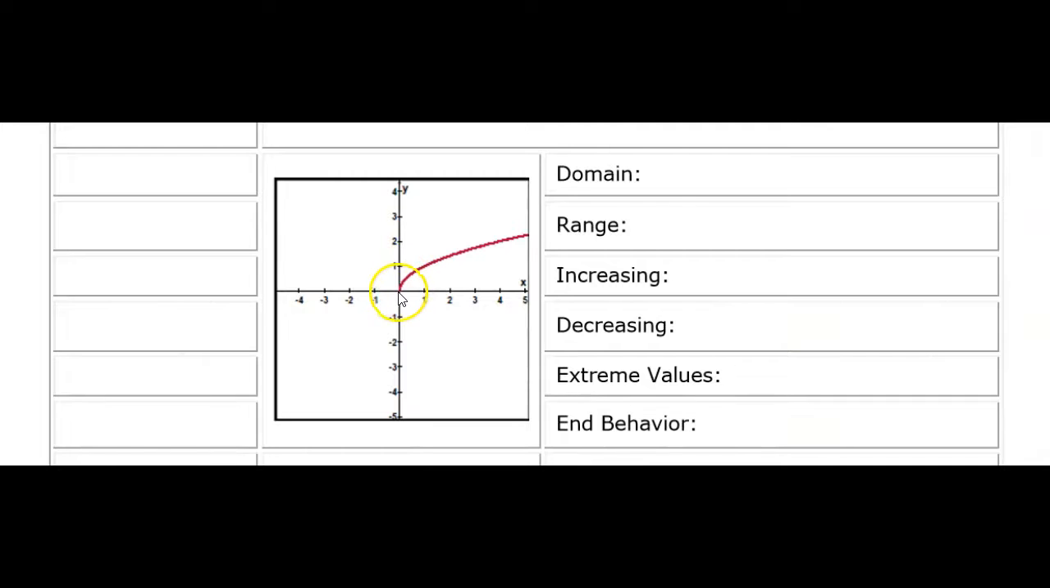So for this last example, this graph starts at 0, 0, and it kind of goes to the right. This is actually the graph of a radical or square root function. And the equation for this one happens to be f of x equals the square root of x. So the square root of 0 is 0, the square root of 1 is 1, the square root of 4 is 2, and so on. Go ahead and pause this video and see if you can fill these in.